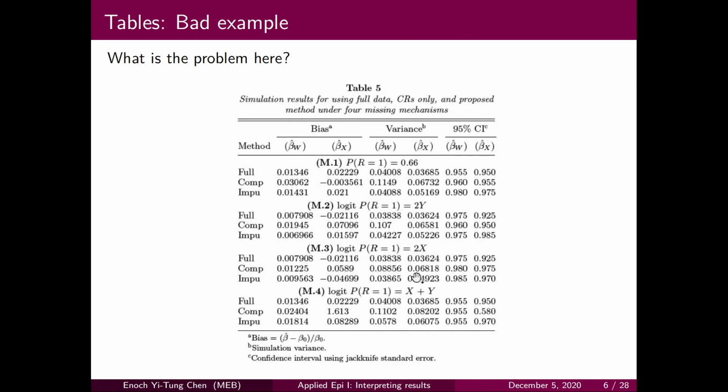Next, let's move on a bit. I would like to show you one bad example of a table. Let's take a look at this one. I would say the main issue here is that they listed all the estimated parameters, and there were just too many decimals.